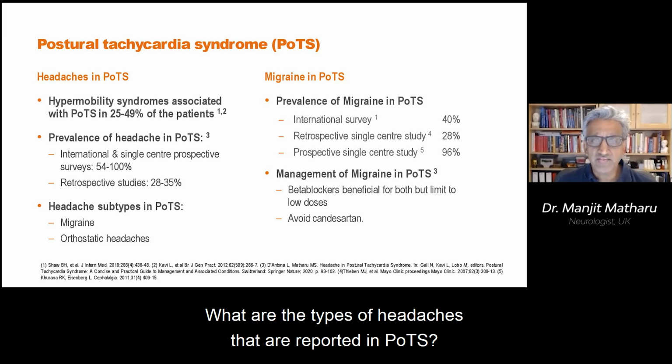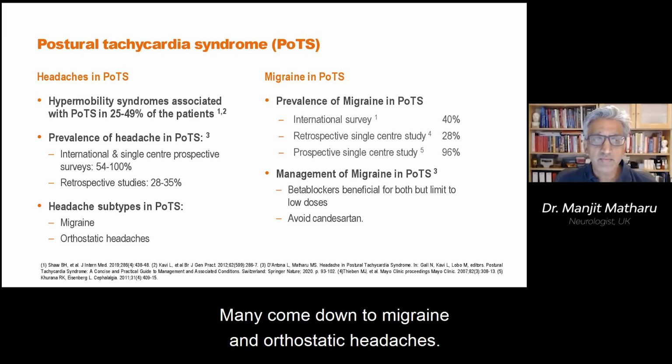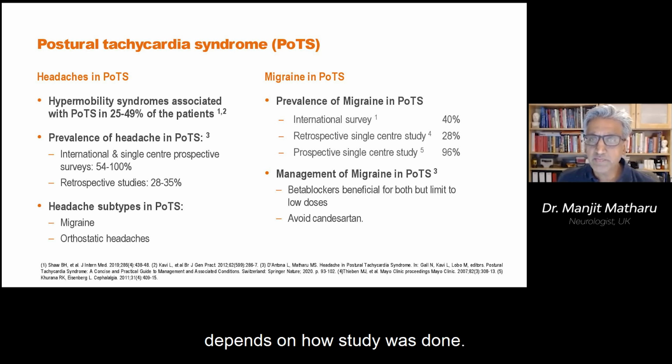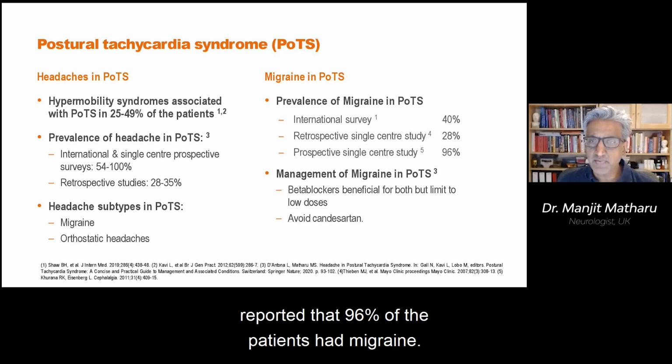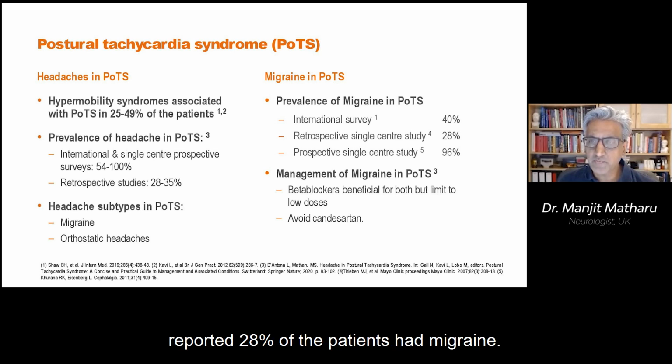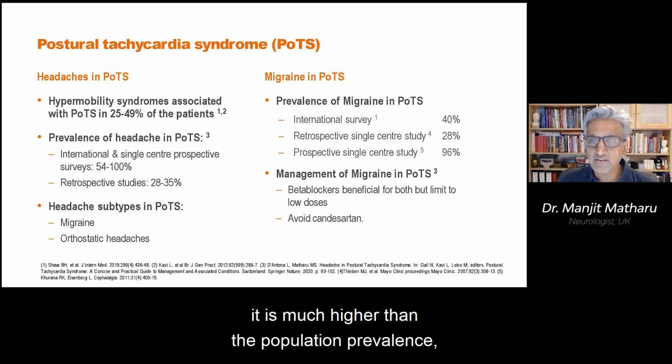What are the types of headaches that are reported in POTS? They mainly come down to migraine and orthostatic headaches. Again, the prevalence of migraine depends on how the study was done. A prospective single-center study reported that 96% of the patients had migraine. The retrospective study reported 28% of the patients had migraine, and international survey reported 40% of the patients had migraine. Whichever figure you look at, it is much higher than the population prevalence, which is in the ballpark region of about 15%.